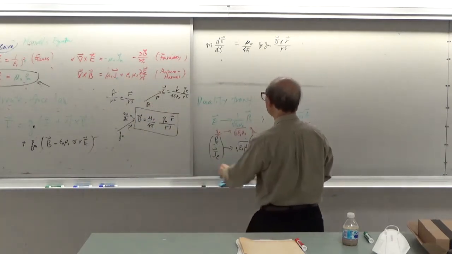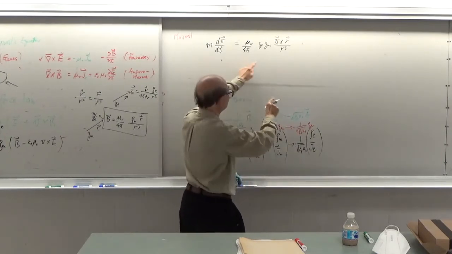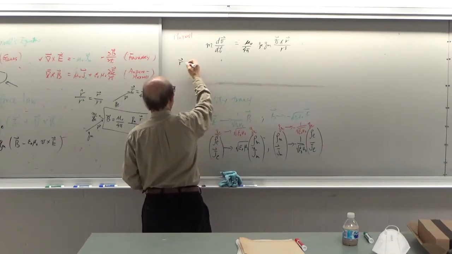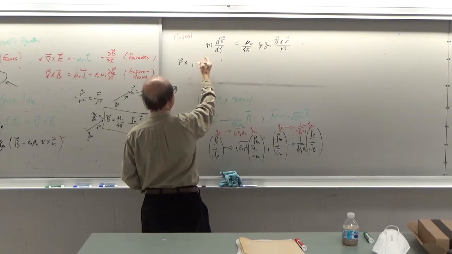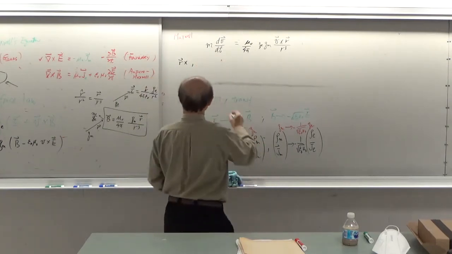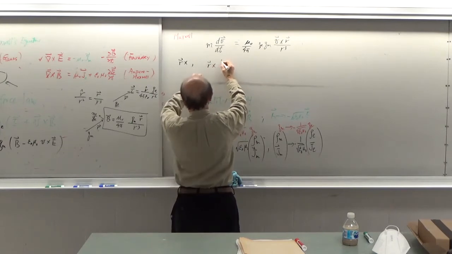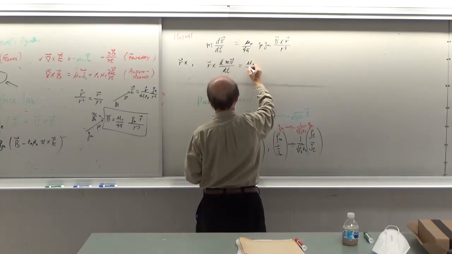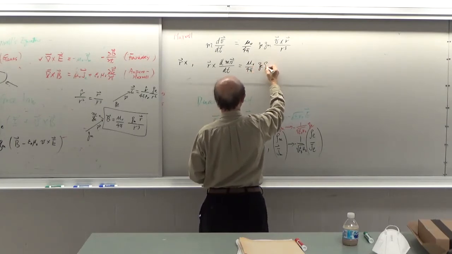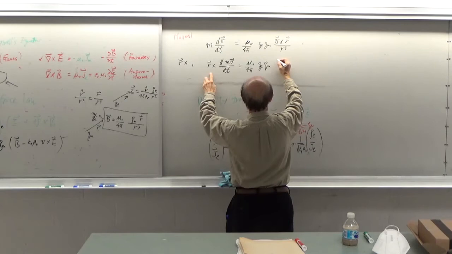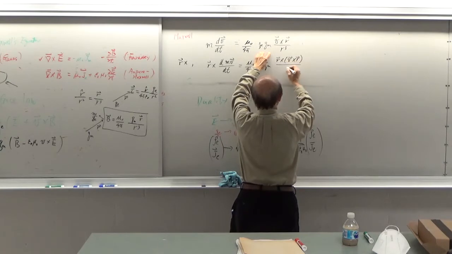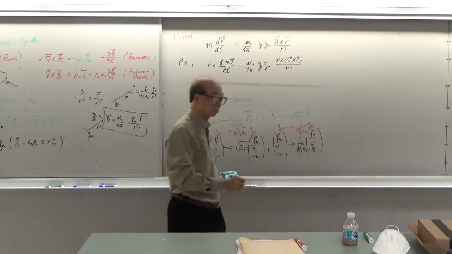Next, let's take the moment of both sides of the equation. By that, let me multiply r from the left on both sides of the equation. So that I have r cross d(mv) by dt on the left, and on the right side I have mu naught over 4 pi q_e q_m, r cross v cross r over r cubed.